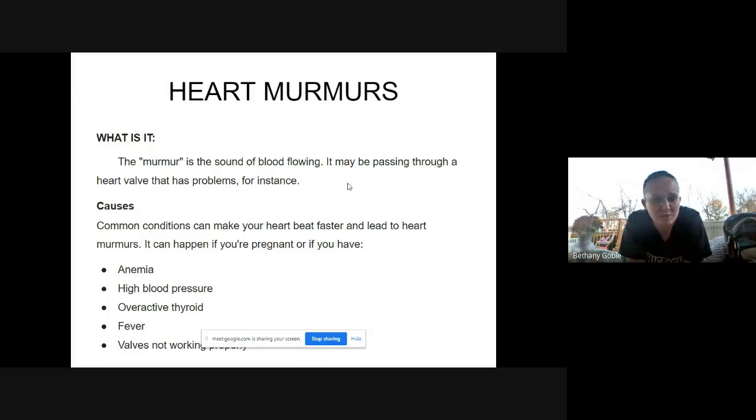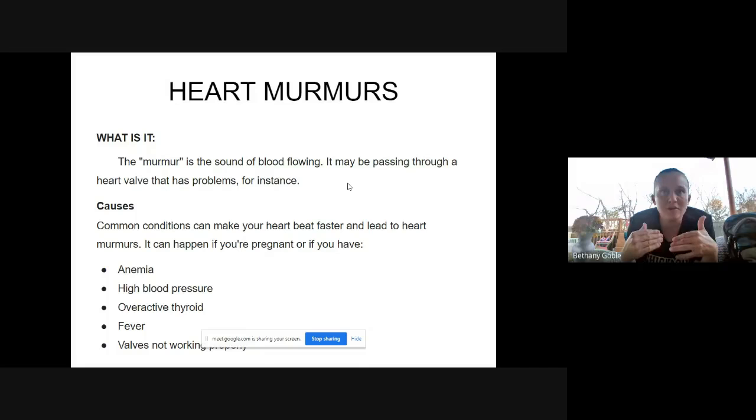Okay, what is a heart murmur? Some of you guys might be like, yeah, I've had a heart murmur before. Or maybe usually when you're little. When I was born, I had a heart murmur, right? What is it? The word murmur is the sound of your blood flowing. Like I told you, it's a whoosh, right? Okay, so when the doctor listens, they're listening for that.